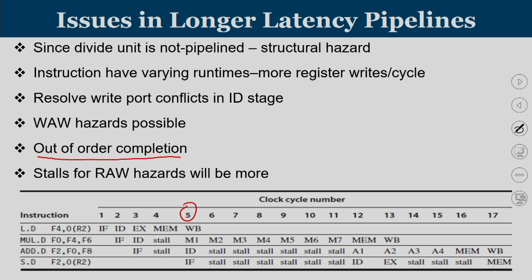Since it is going to use the data after load, I have a stall. Even after operand forwarding, I cannot run it in the normal slots, and since it is multiplication, it has 7 stages in the execution unit. So, the instruction gets over only at clock cycle 13.